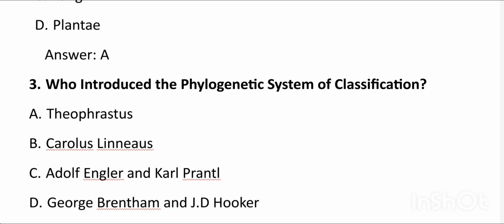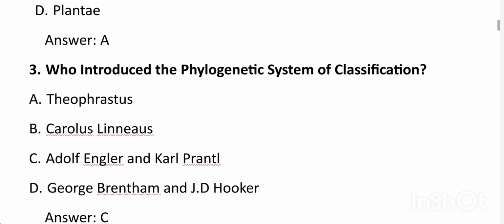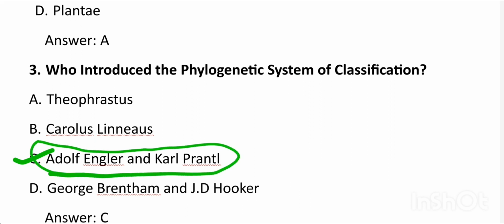Phylogenetic classification is the classification system which follows the ancestral relationship. They categorize the plants according to their phylogeny, so according to their evolutionary relationship. So who proposed that phylogenetic system of classification? Engler and Prandtl, Adolf Engler and Karl Prandtl. So here the answer is option C, Adolf Engler and Karl Prandtl.